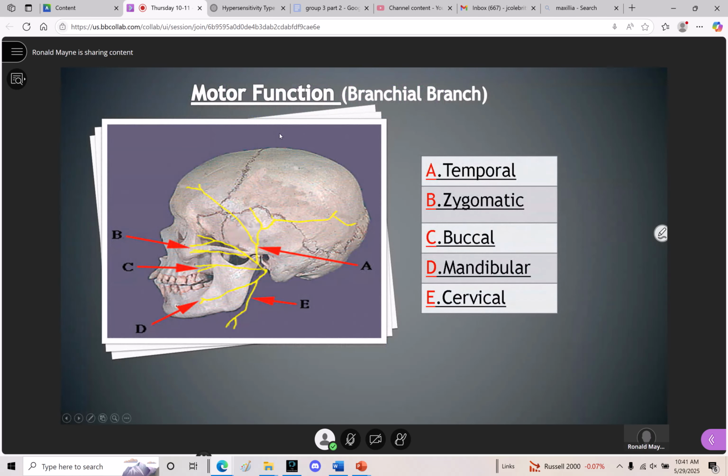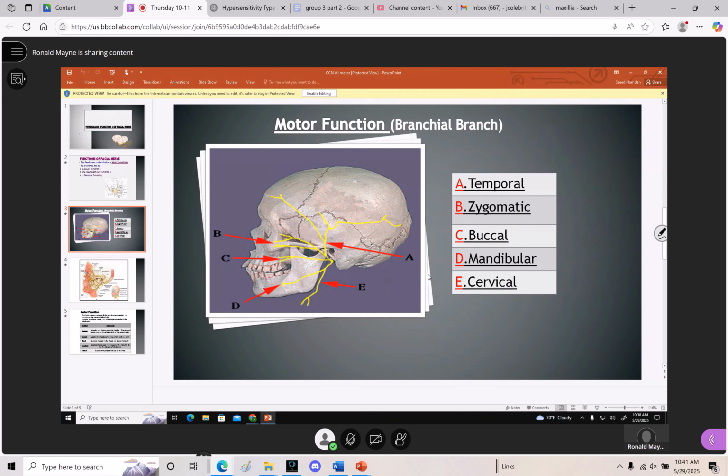Okay, so on this picture, they're going through the branches again. They don't have the posterior auricular here. But all these branches, those are motor branches, so they're going to all the motor muscles. How many motor muscles are there? Muscles of facial expression?